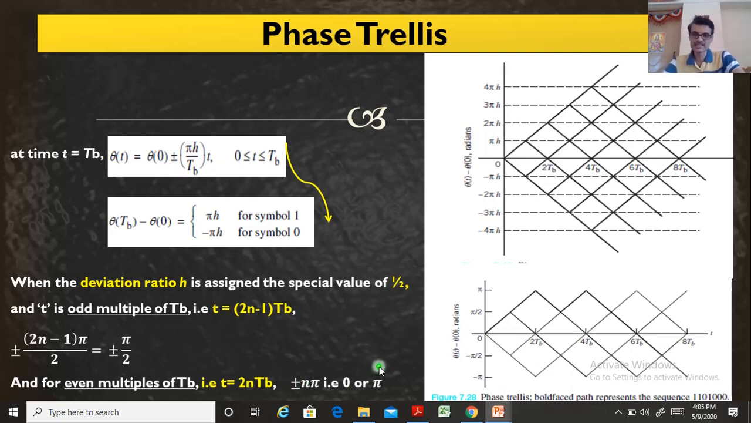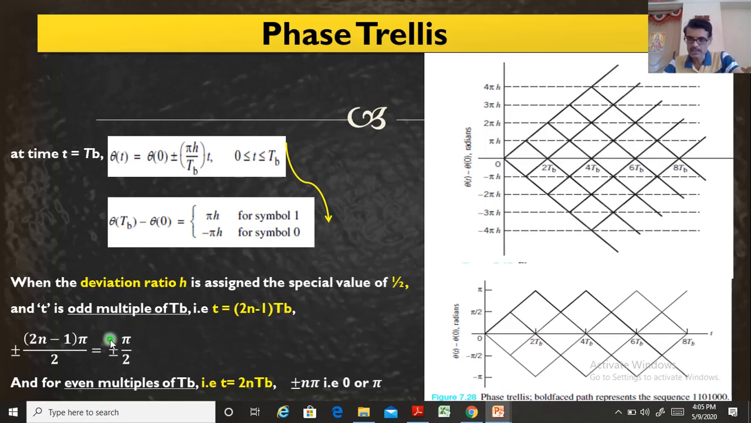That means I can generalize that for an even multiple of TB, it is either 0 or pi. So this tree diagram actually reduces to this particular trellis diagram. We call this a phase trellis diagram for h equal to half. This diagram represents a phase tree diagram or a phase trellis diagram for h equal to half. What is the value? I get either plus or minus pi by 2, or it is simply 0 or pi. That's it. This is for an even multiple of TB.